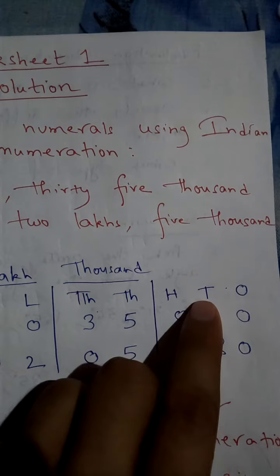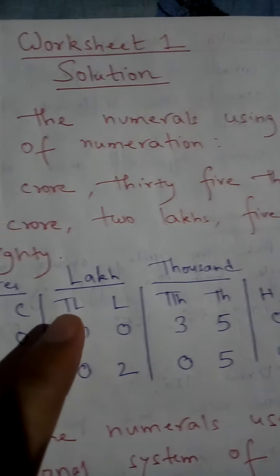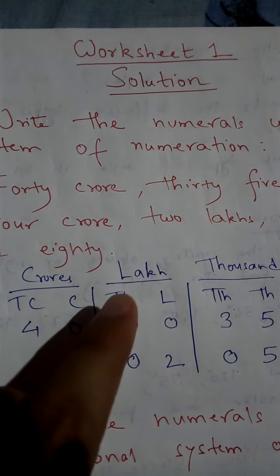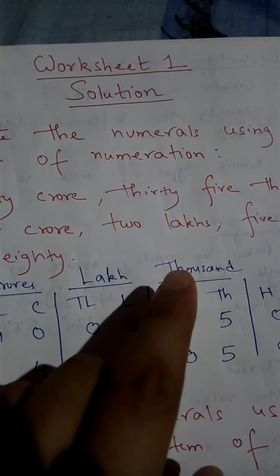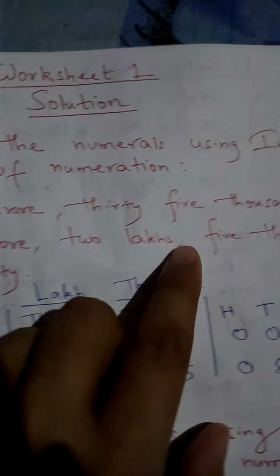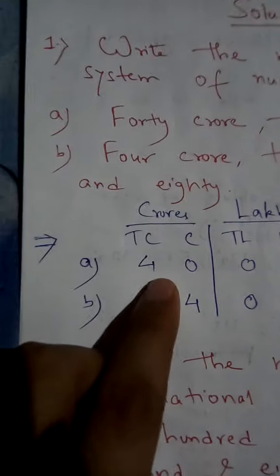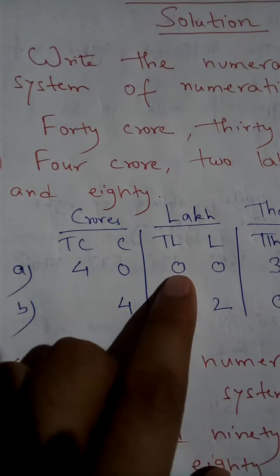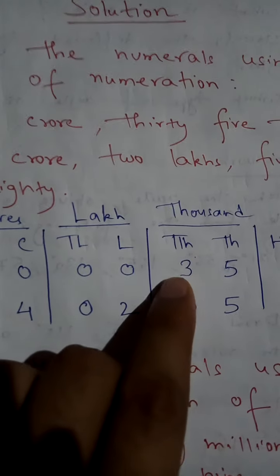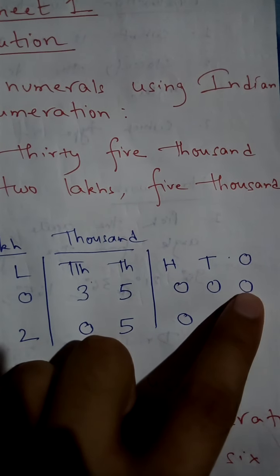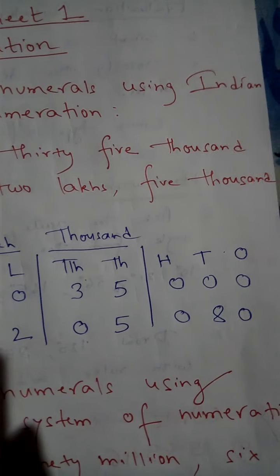Before writing, you can make this table: ones, tens, 100, 1,000, 10,000, lakhs, 10 lakhs, crores, and 10 crores. Crores and 10 crores come under the crores group. Lakhs and 10 lakhs come under the lakhs group. 1,000 and 10,000 come under the 1,000 group. The first question is 40 crore and 35,000. Here I have written 40 crore. There is no lakh, so 00 in lakhs. And 35,000, so I have written 35 under 1,000, and there is nothing here, so 0, 0, 0. If there is nothing, as I told you earlier, you have to write 0.